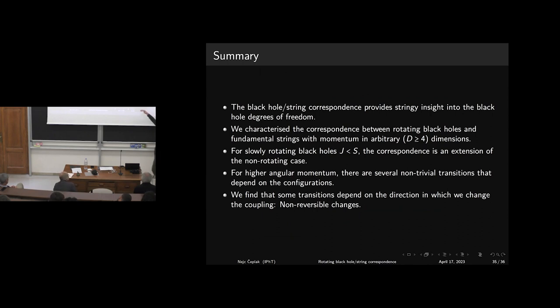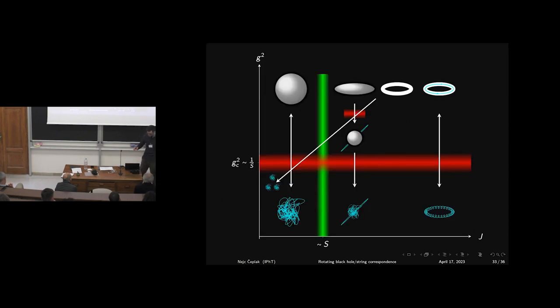But what we found for asymptotically flat space is if you have rotating black holes below the stability bound, so if you have low angular momentum, then things naturally extend from the static case. If you have higher angular momentum, there are several non-trivial transitions that you need to take into account because of possible instabilities of your black hole solutions. And one of the things that I perhaps haven't emphasized in the previous diagram is that in some of the cases, whether you go up or down, the changes, right?